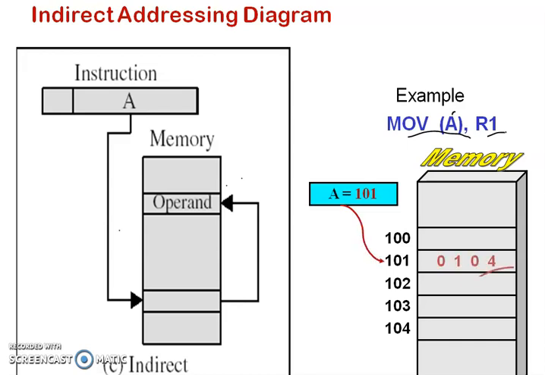So this can be represented like this. From A you will get one address value. A represents an address, that is 101. In that memory location, you will have some address pointing to 104. Here 104 is pointing to another memory location, 104, which has the actual value that needs to be copied to the register R1. Okay.